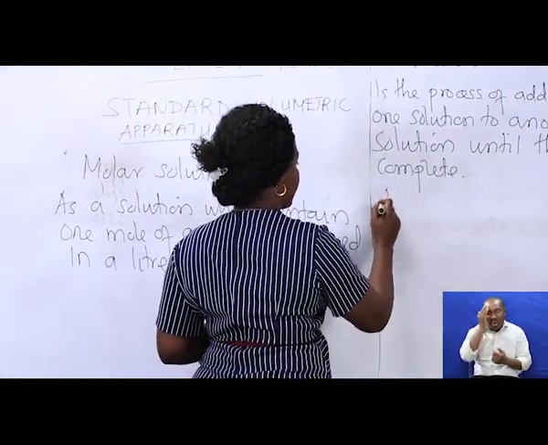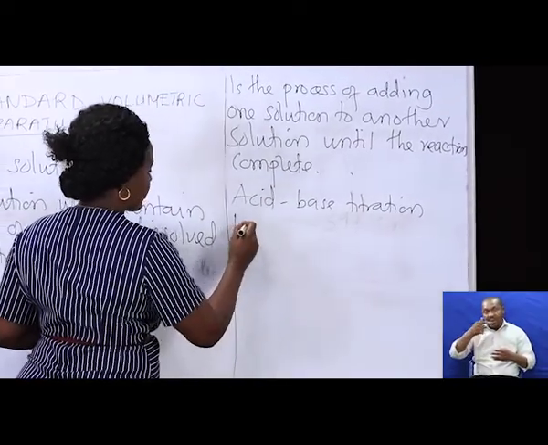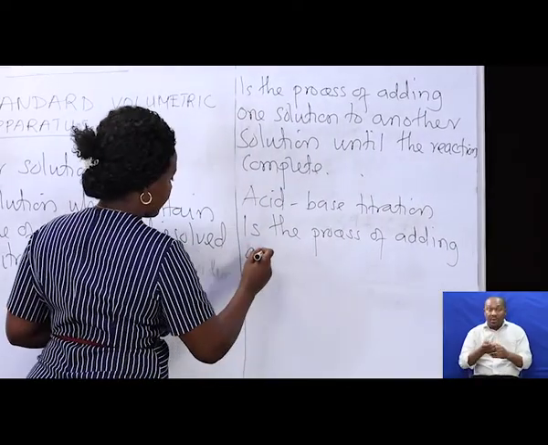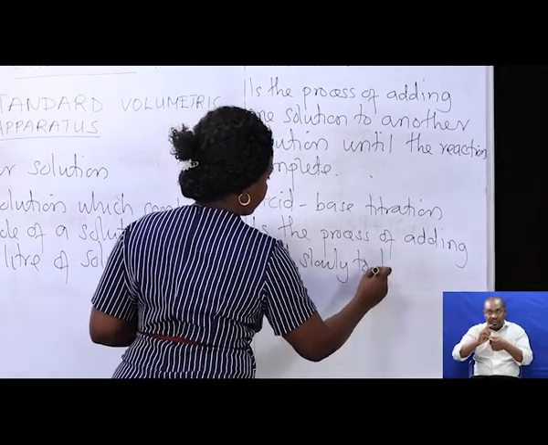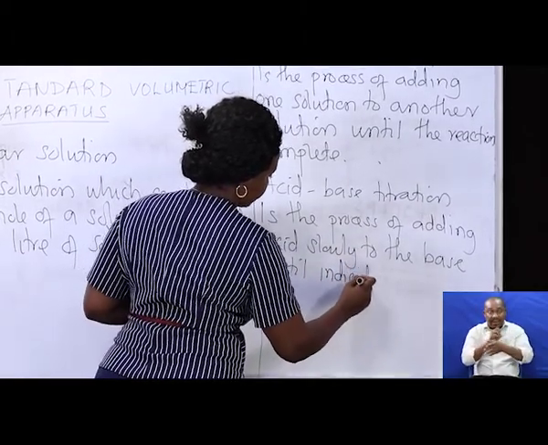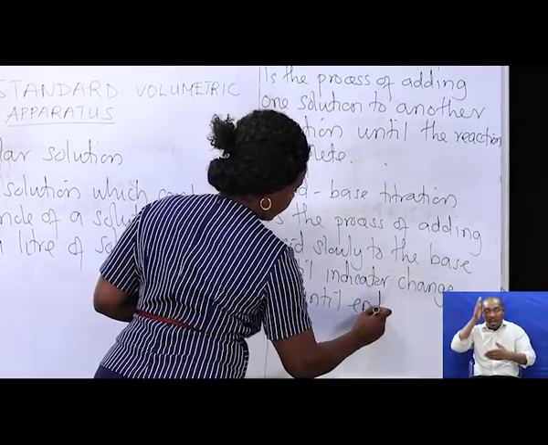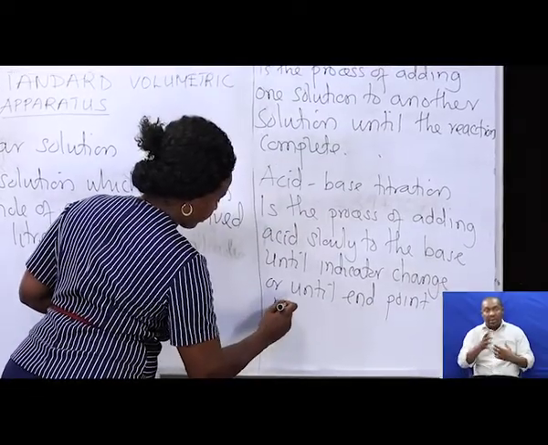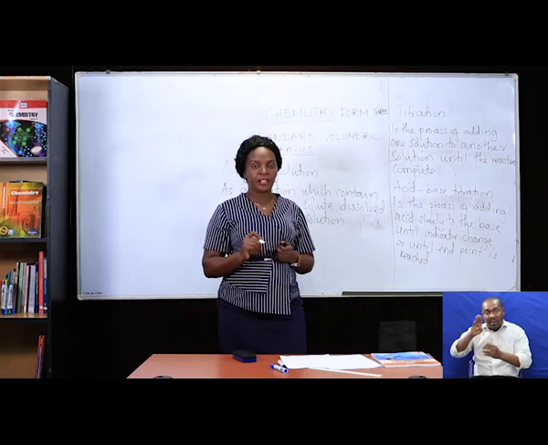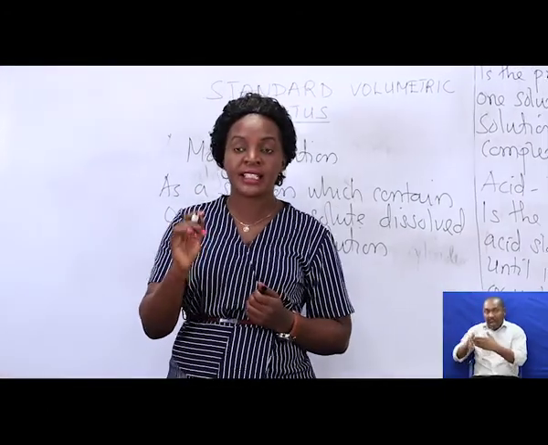Therefore, what is acid-base titration? Acid-base titration is the process of adding acid slowly to the base until the indicator changes, or until the end point is reached. So we are adding acid to a base with the assistance of an indicator, and when the reaction is complete, there will be a color change, so we say it is an end point. And from there, we say that that is the neutral point.